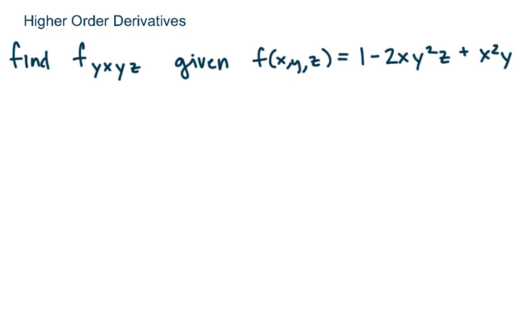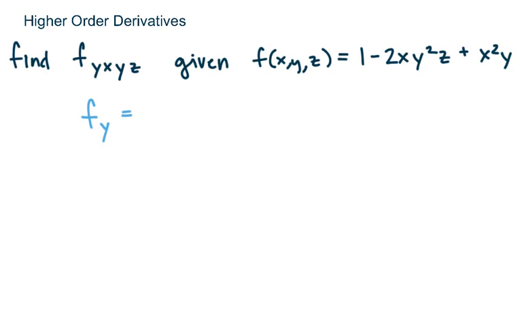So we have to look at our function, f of x, y, z is 1 minus 2 times x times y squared times z plus x squared times y. We need to think about which variable is going to be best to differentiate with respect to first. So I'm going to choose y.